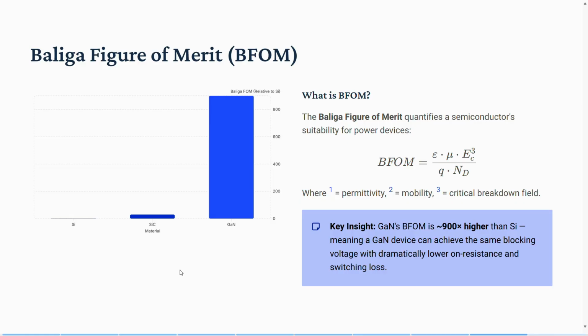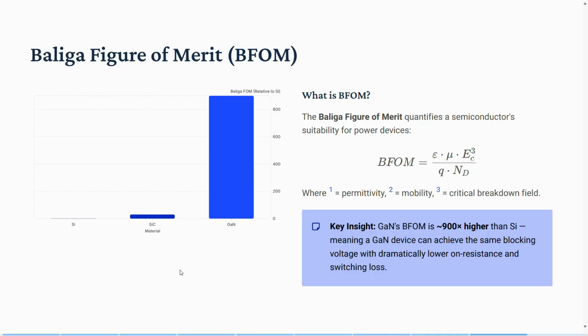This clearly shows the limitation of silicon and the superiority of wide bandgap materials like gallium nitride. This is why GaN is considered the future of power electronics. GaN's BFOM is approximately 900 times higher than silicon, meaning a GaN device can achieve the same blocking voltage with dramatically lower on resistance and switching loss.